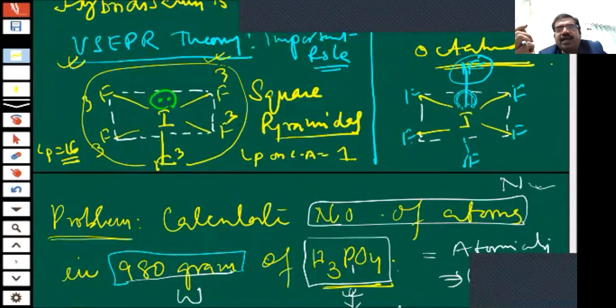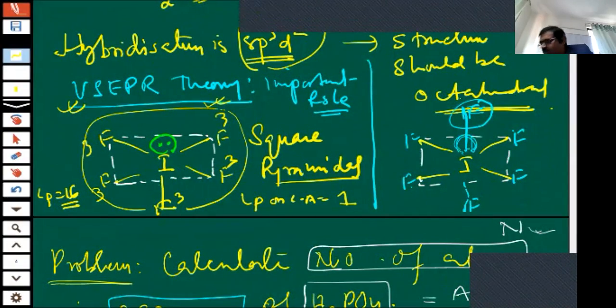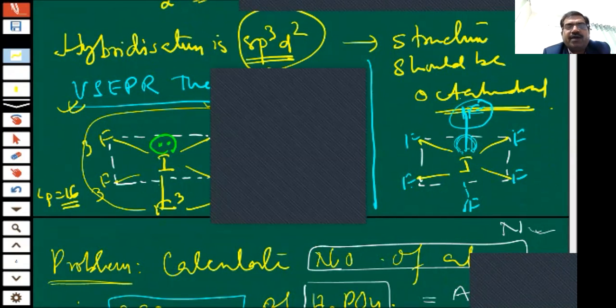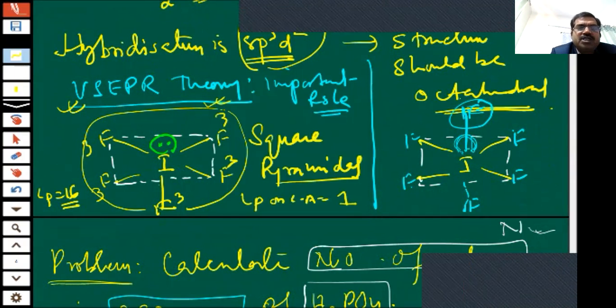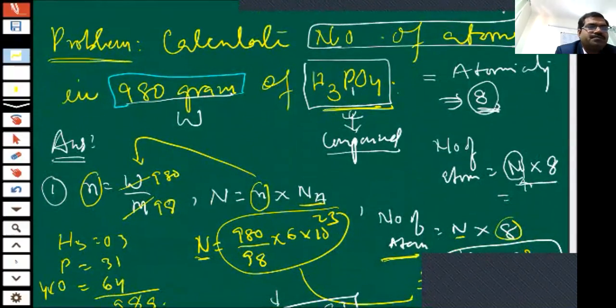Can anybody tell me what is the oxidation state on iodine? Time is less. Can anybody tell me the oxidation state on iodine in IF5? Yes, the oxidation state is +5. Good, so +5 is the correct answer. Oxidation state is +5, children. Now let us move to the another.